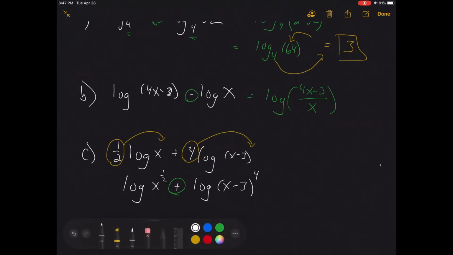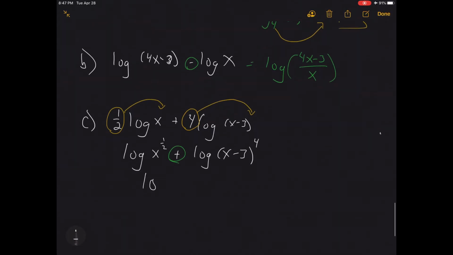So we're now going to have the log of the first one times the second one. The first one is x to the 1/2, and I could technically leave it like that, but a 1/2 power is a square root, so I'm going to write that as the square root of x times x minus 3 to the 4th. Now that is all one log. It is condensed down into one log. And you could always double check yourself by going back and expanding it just to make sure it works.